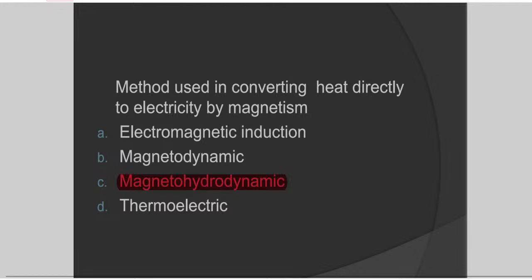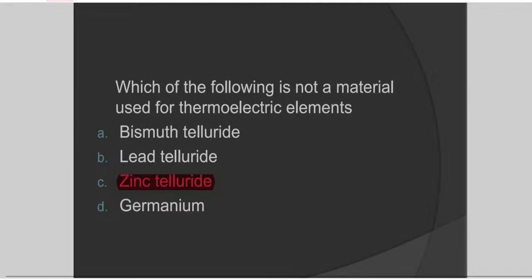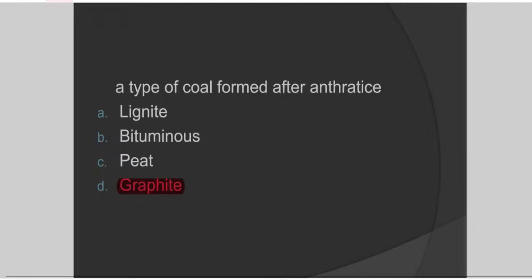A. Electromagnetic induction B. Magnetodynamic C. Magnetohydrodynamic D. Thermoelectric. Which of the following is not a material used for thermoelectric elements? A. Bismuth telluride B. Lead telluride C. Zinc telluride D. Germanium. A type of coal formed after anthracite.